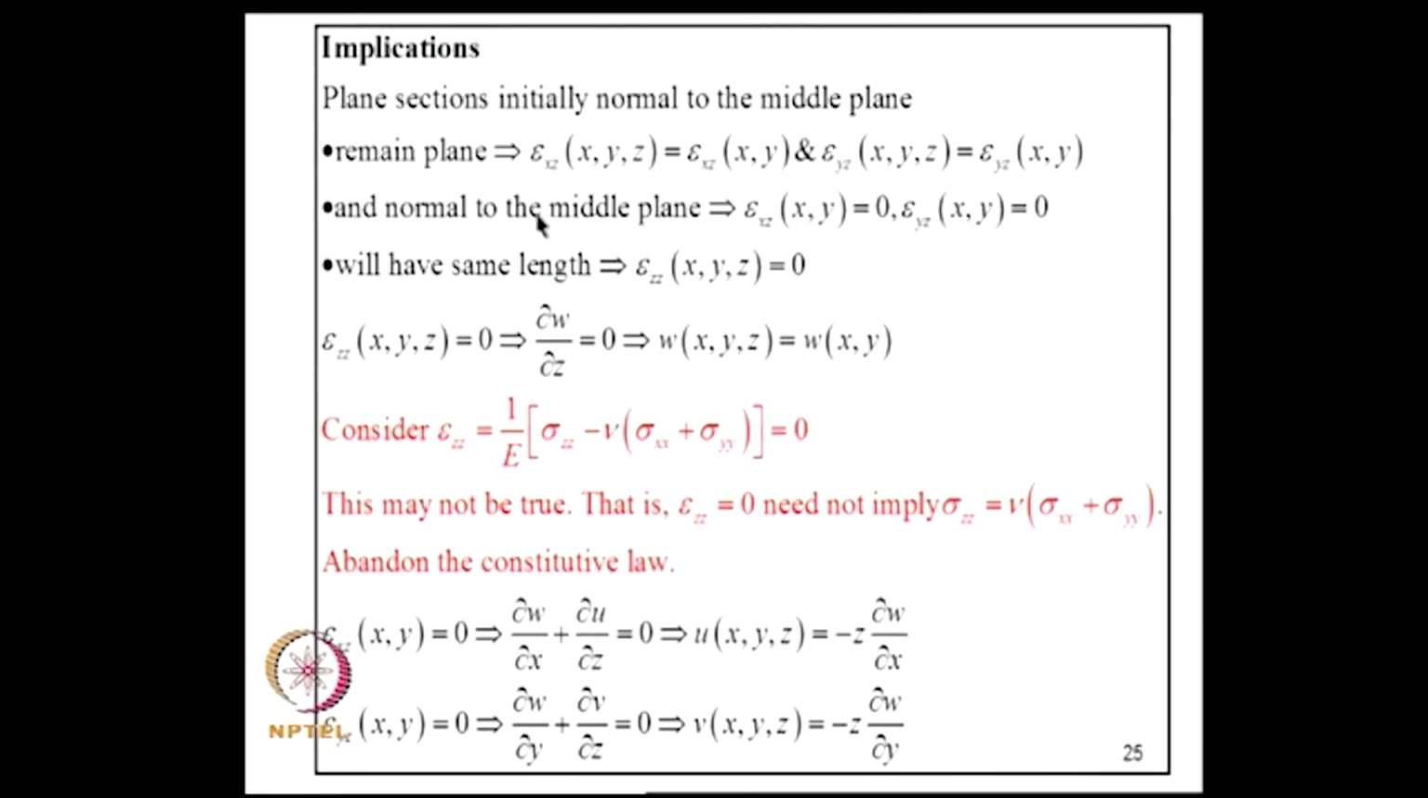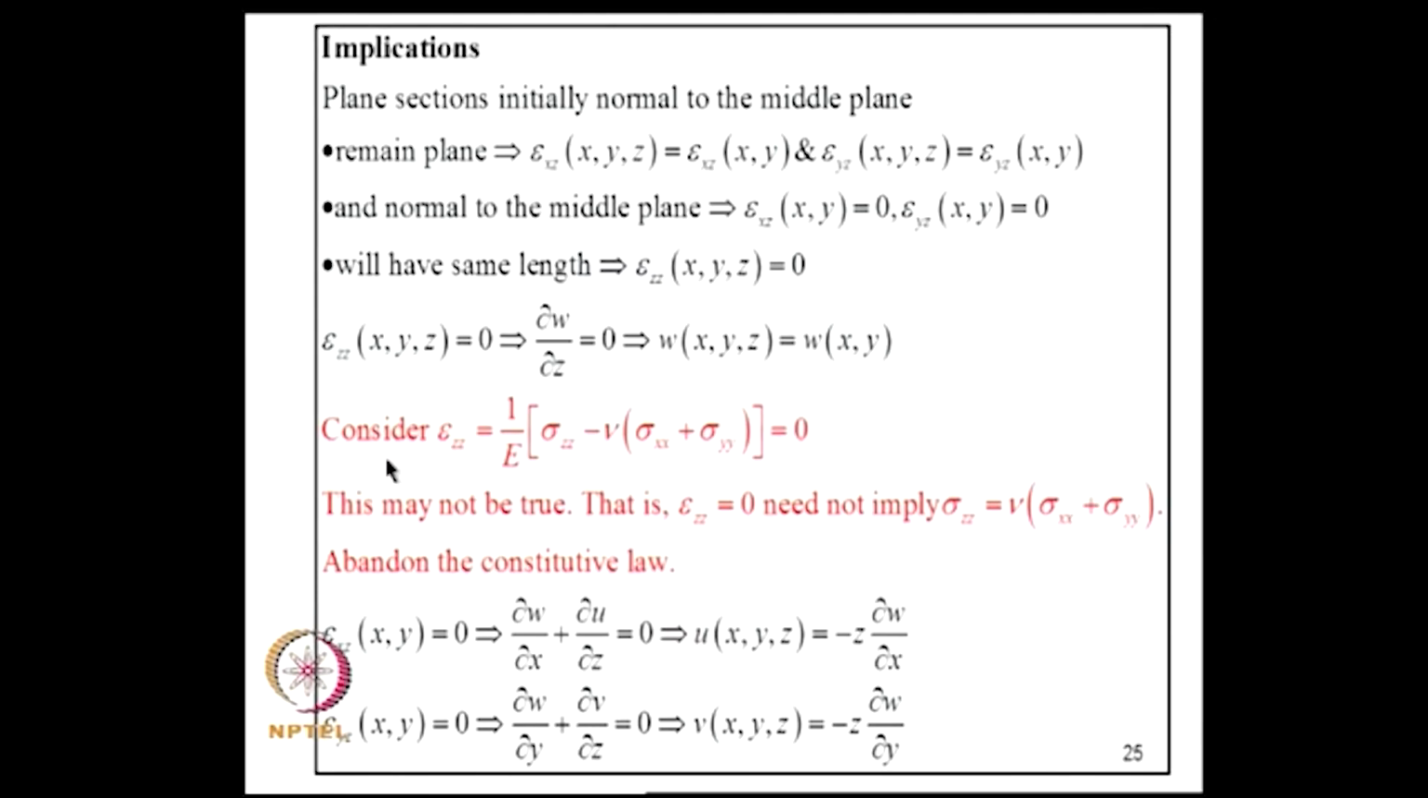Here you are going ahead and telling that it also remains normal to the middle plane, therefore this is 0, and we will have the same length, which would mean epsilon zz is 0. That means the thickness of the plate does not change, epsilon zz is therefore 0. Now epsilon zz equal to 0 means dou w by dou z is 0. That means w of x, y, z is independent of z and it is w of x comma y. So it is enough if we study this at the middle plane, that is what we will do.